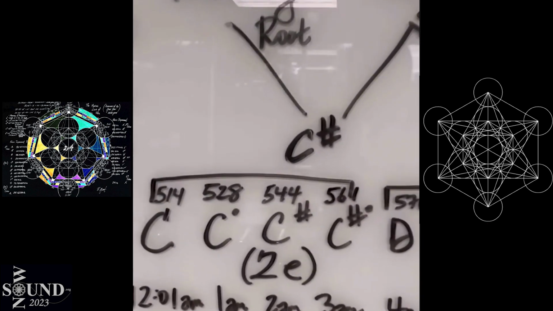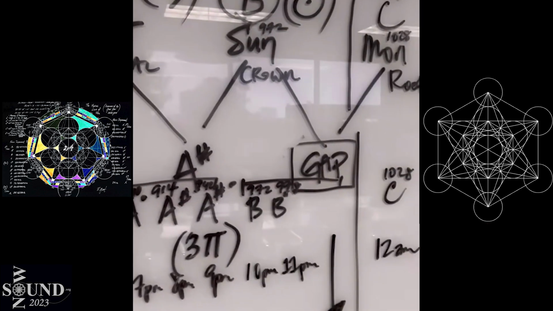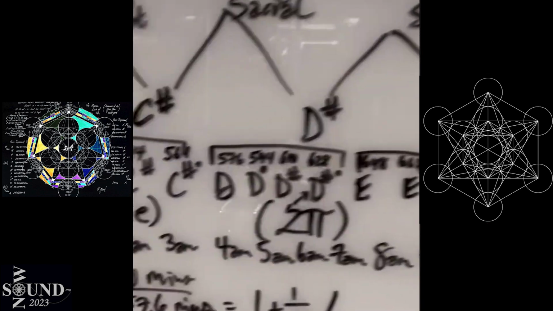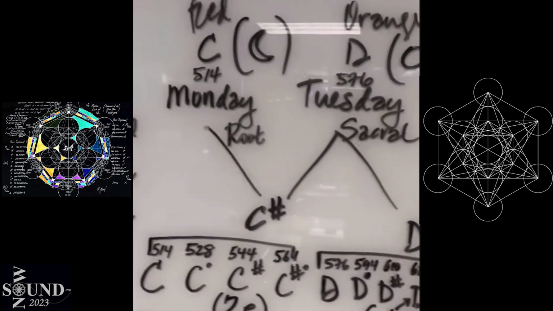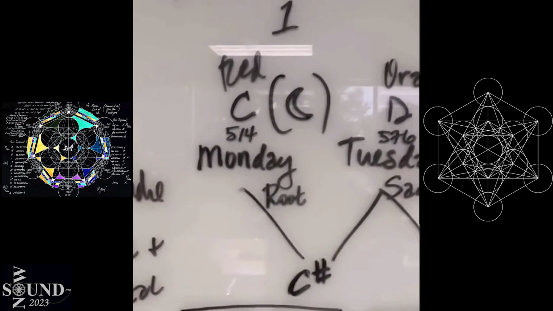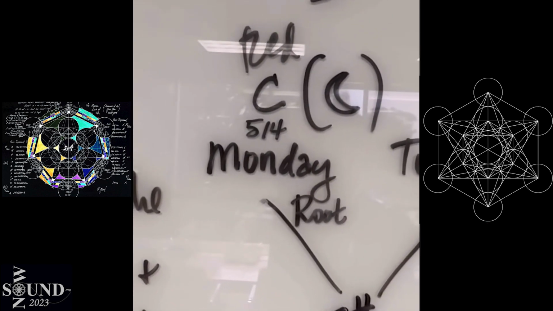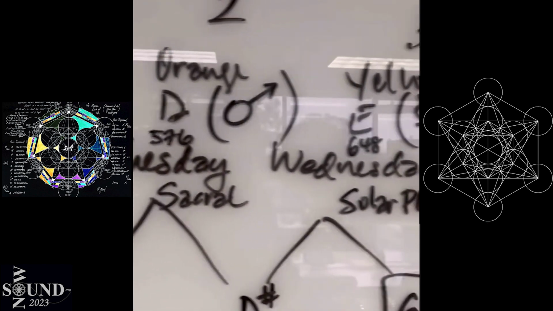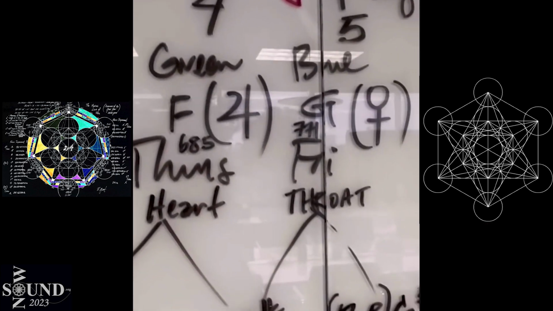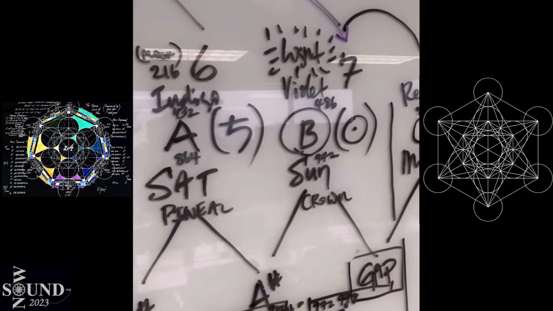We have C, D, E, F, G, A, B, and then repeating to C again. And that's 7 notes within the octave. But then we have 24 hours in each day. So I realized that this is actually a clock. We're starting off with C, and that's 514 hertz. Then we're going to 576, then 648, 685, 771, 864, 972, and 1028.